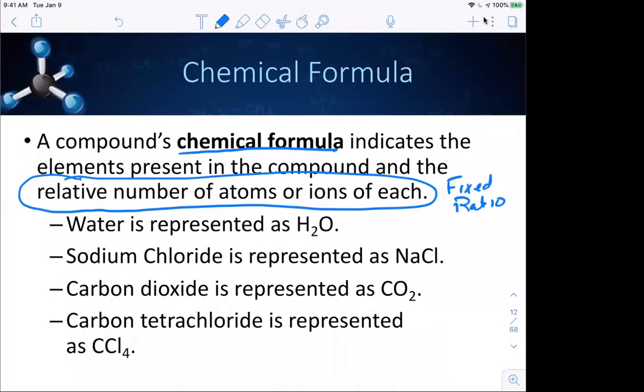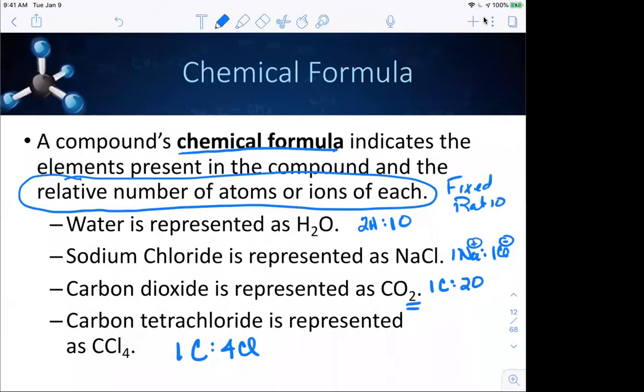So water always has 2 hydrogens to 1 oxygen. Sodium chloride always has 1 sodium plus to 1 Cl minus. Carbon dioxide always has 1 carbon atom to 2 oxygen atoms. Carbon tetrachloride always has 1 carbon atom to 4 chlorine atoms.